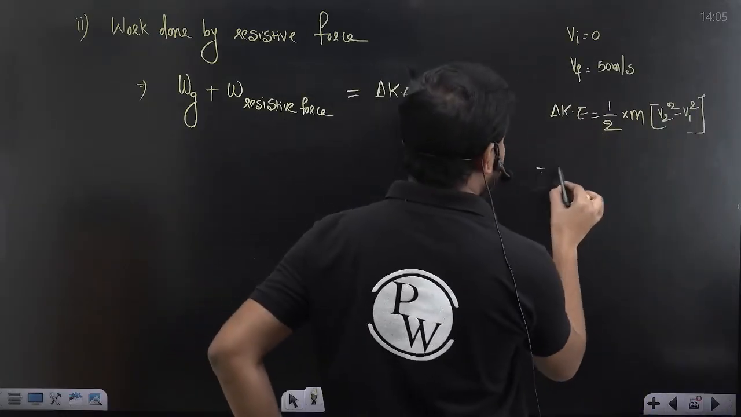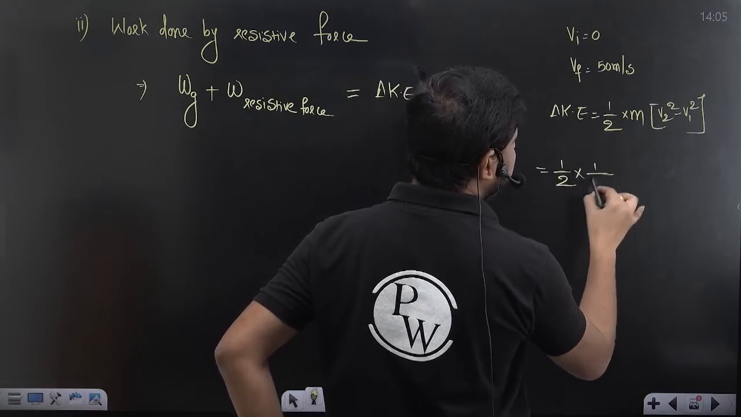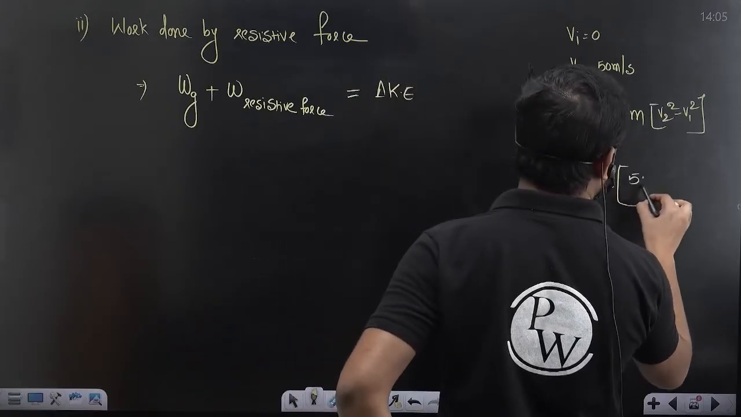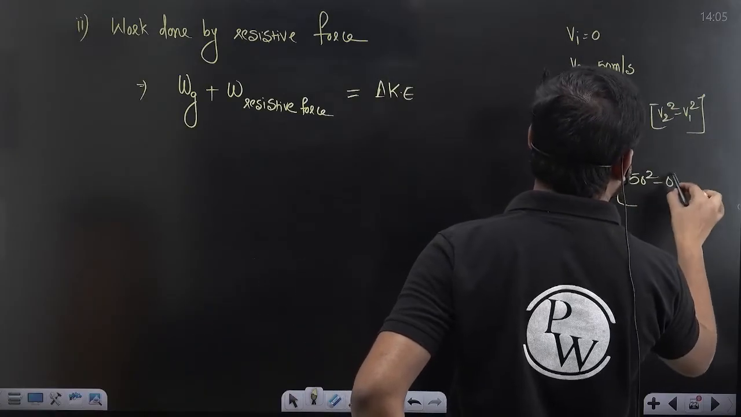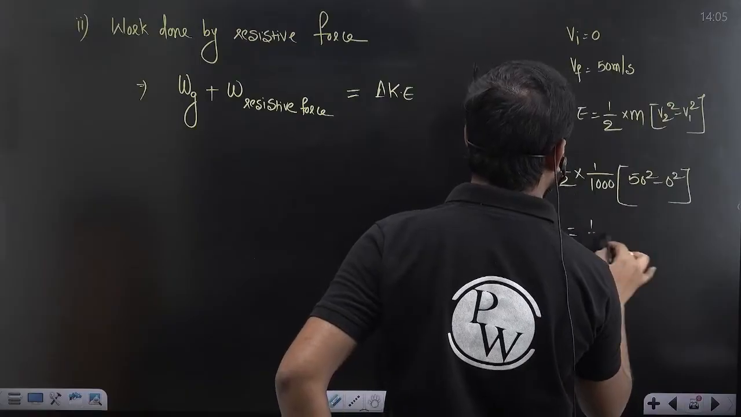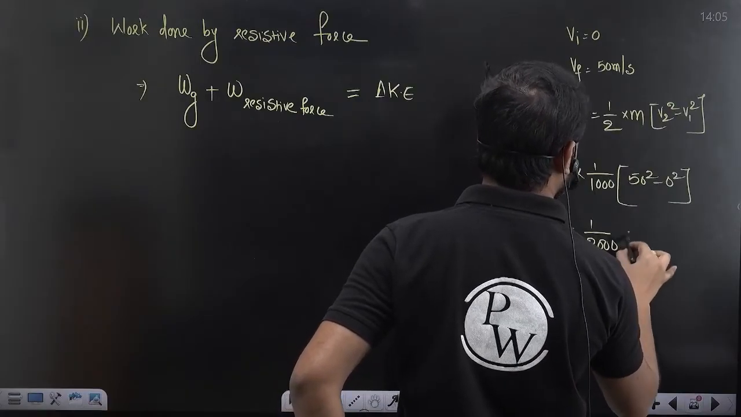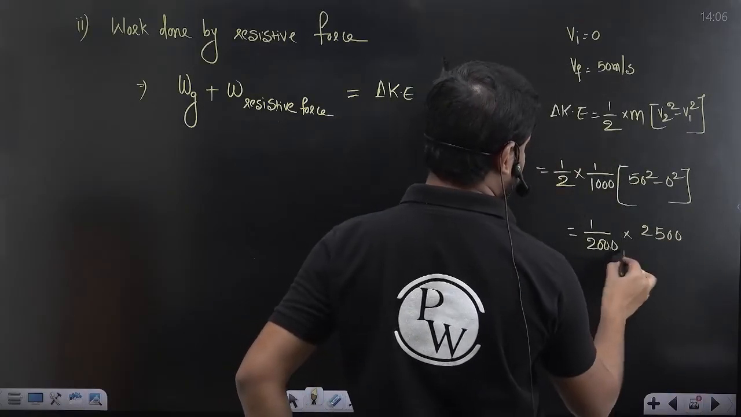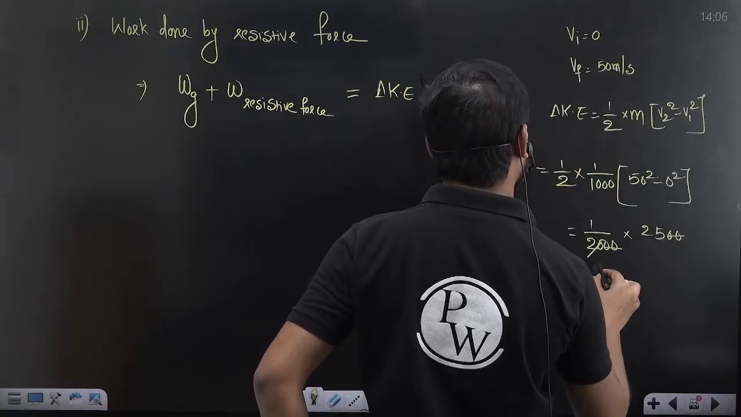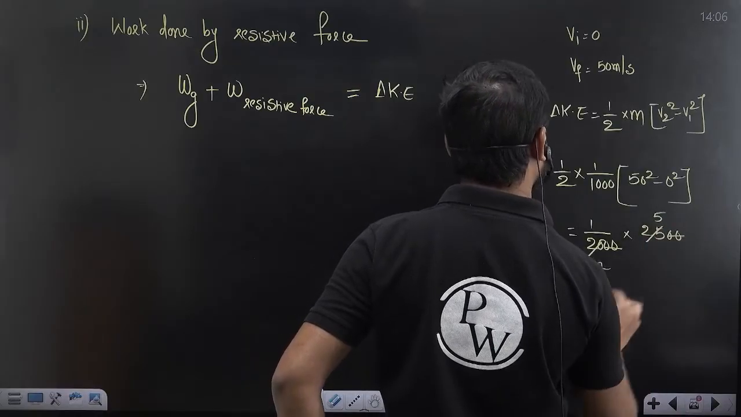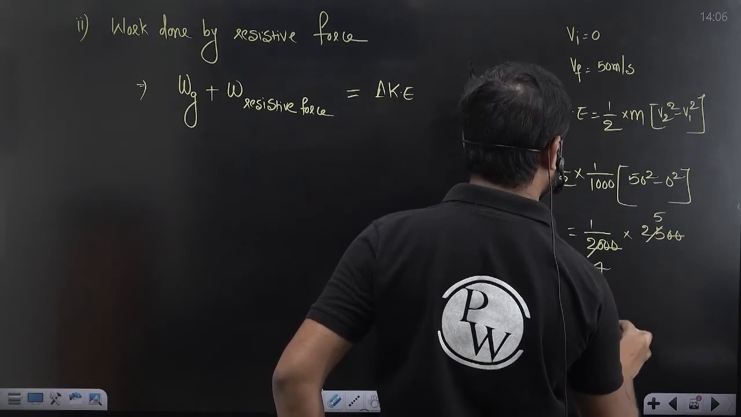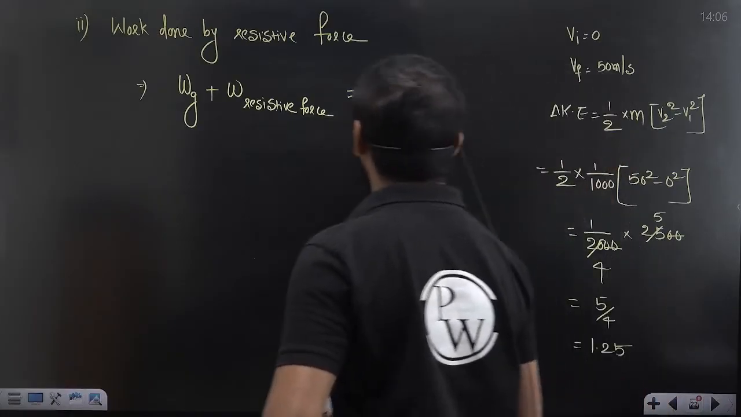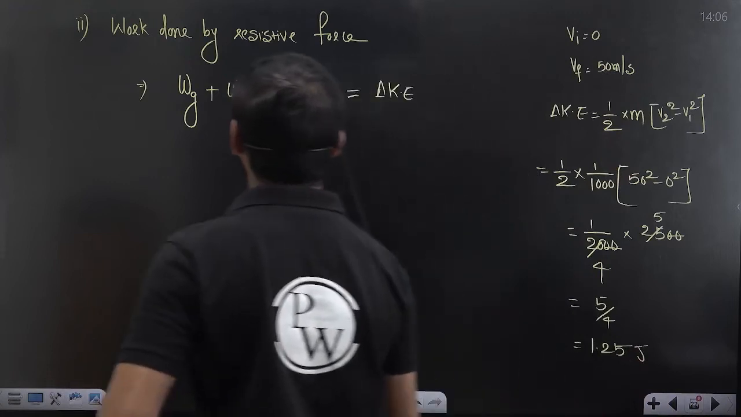So here I can write half into mass, which is 1 gram. 1 gram means 1 by 1000. V2 squared, the final velocity, is 50 squared, minus V1 which is 0 squared. So I can write it as 1 by 2000 into 50 squared, which is 2500, right? So two zeros cancel, 5 4s are, 5 5s are, which is nothing but 5 by 4. Let's write it in decimals, which is 1.25 joules, right?